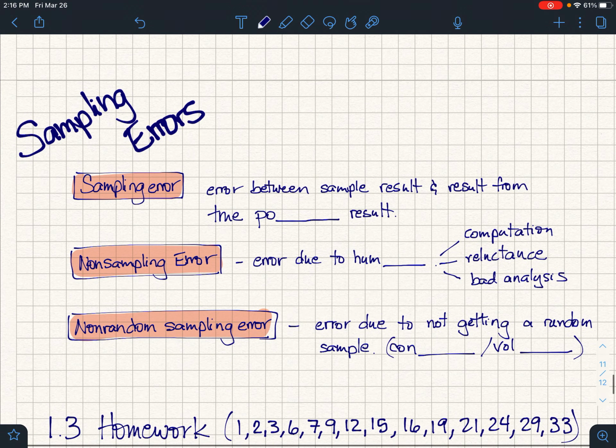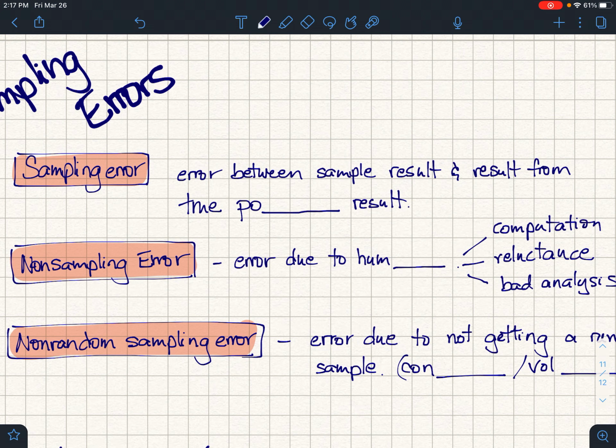Errors, and this is how we'll end the unit. There are different types of errors that occur. One of them is called a sampling error, and these are between sample results and results from the true population. So your sample, for some reason, doesn't reflect the full population, whether it was too small or there was a particular type of characteristic that your sample had that the population didn't. That's what we'd call a sampling error.